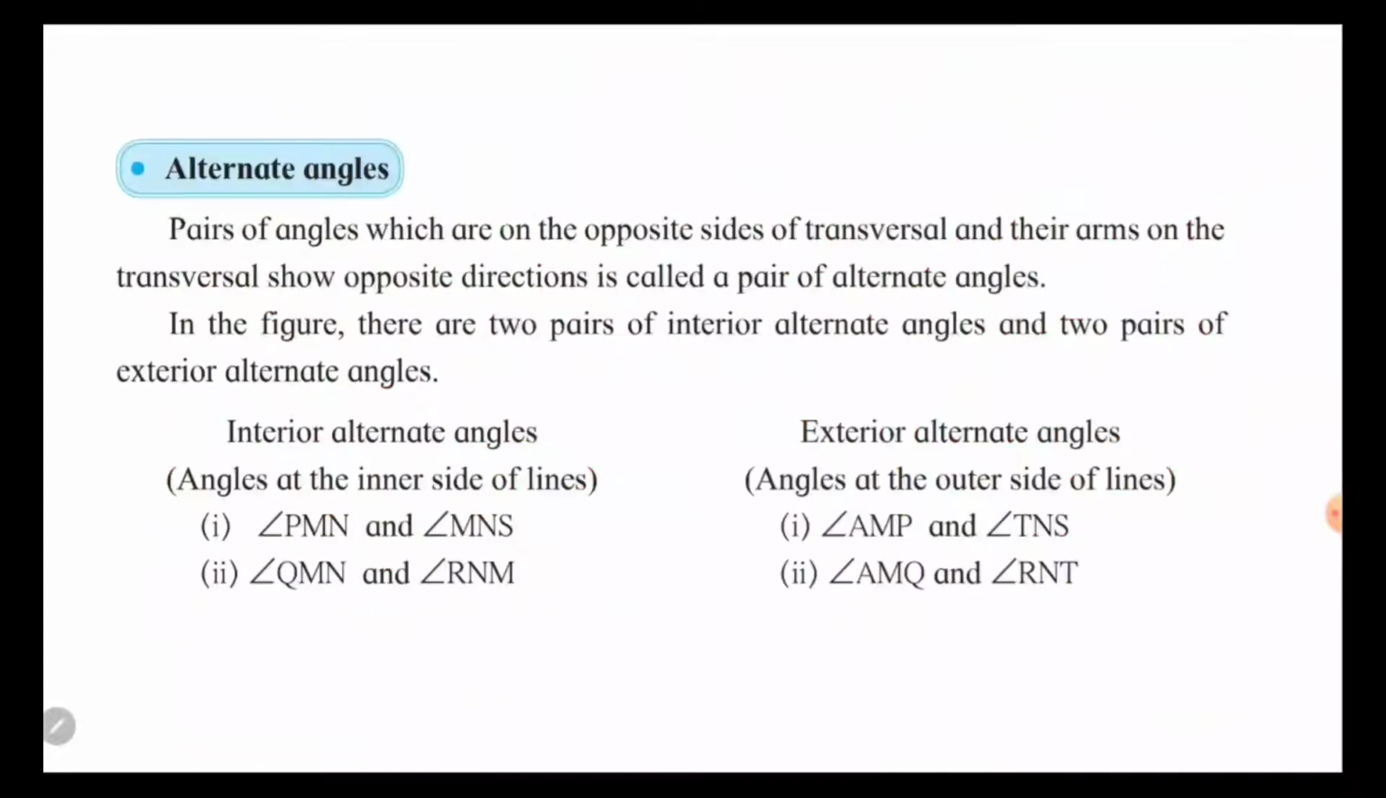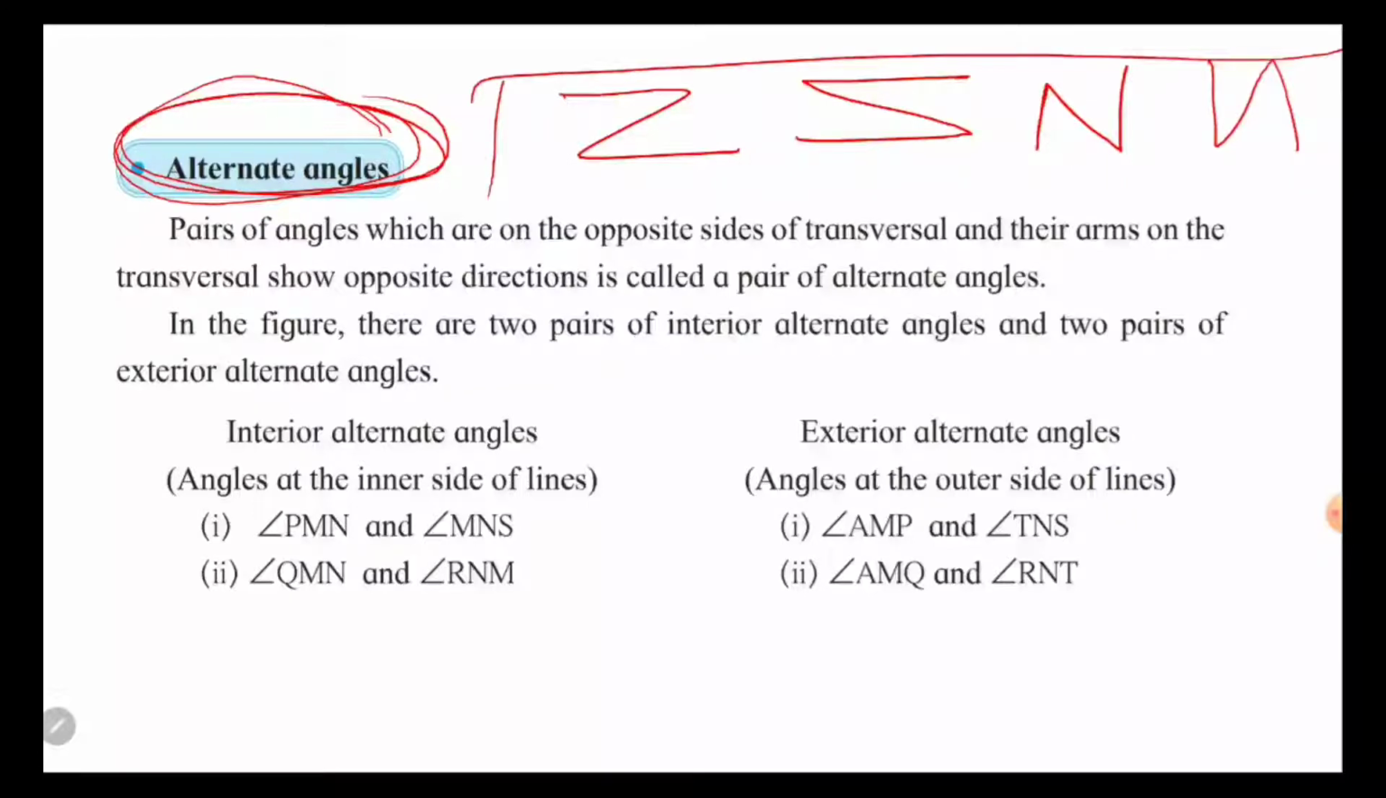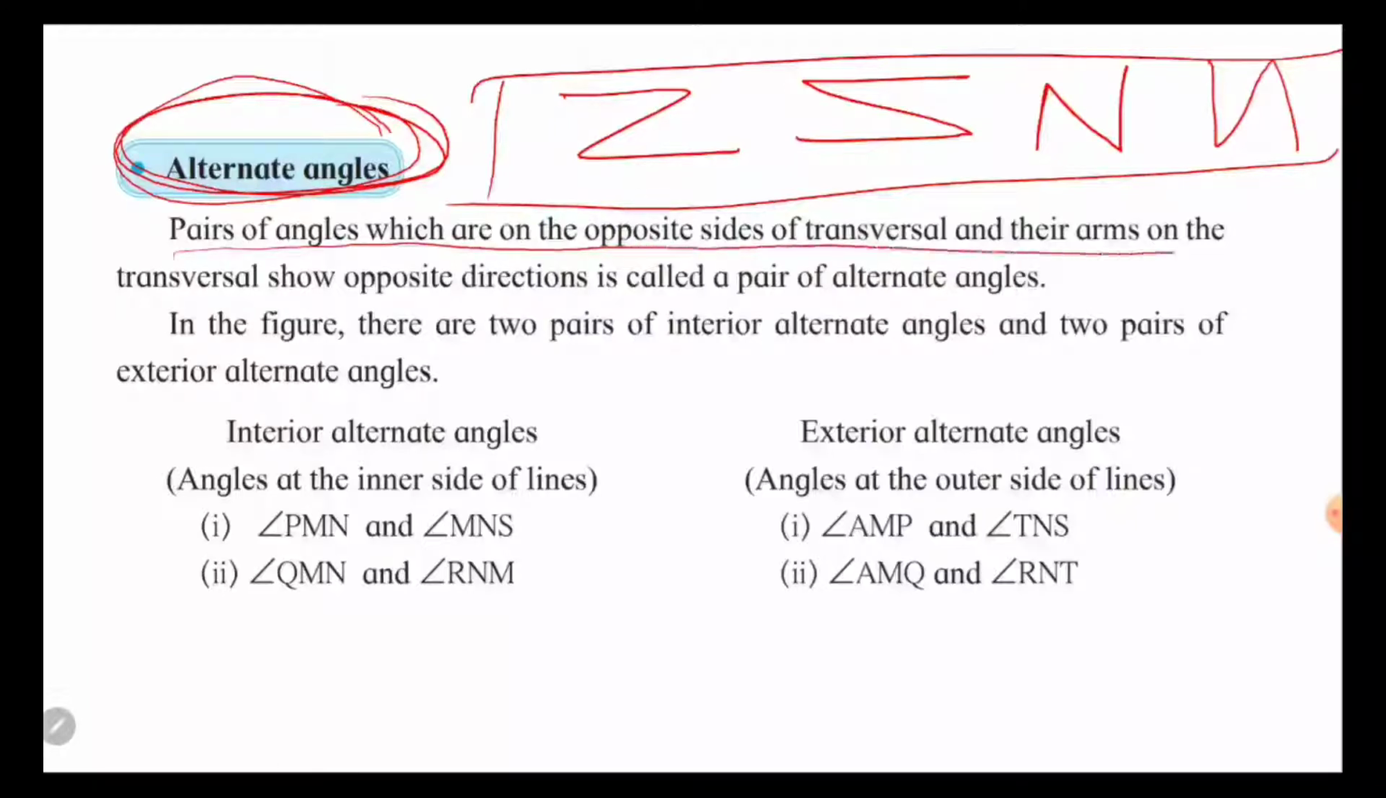Now next is our alternate angles. As we related corresponding angles to the letter F, alternate angle is related to Z. Now our English Z is like this, but in alternate angle we will consider this also as Z, this also as Z, and this also as Z. These four we will be considering as Z itself. Now what is written? Pairs of angles which are on the opposite sides of the transversal, and the arms on the transversal show opposite direction, are called pairs of alternate angles.